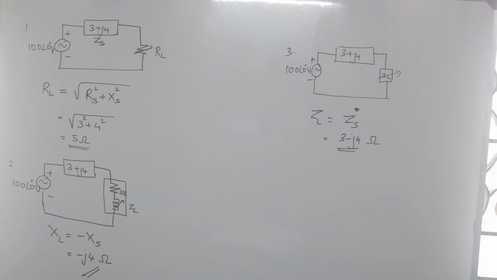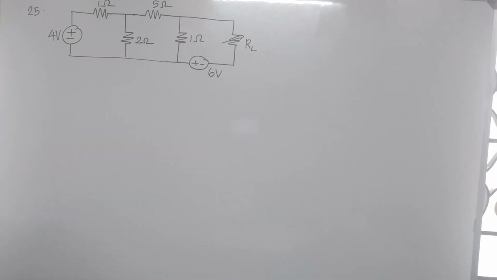The value of load for which the maximum power transfer takes place: just analyze which category it falls in and apply the corresponding formula. The question is, find the value of RL for which maximum power gets transferred from source to load. Also find the maximum power transferred.